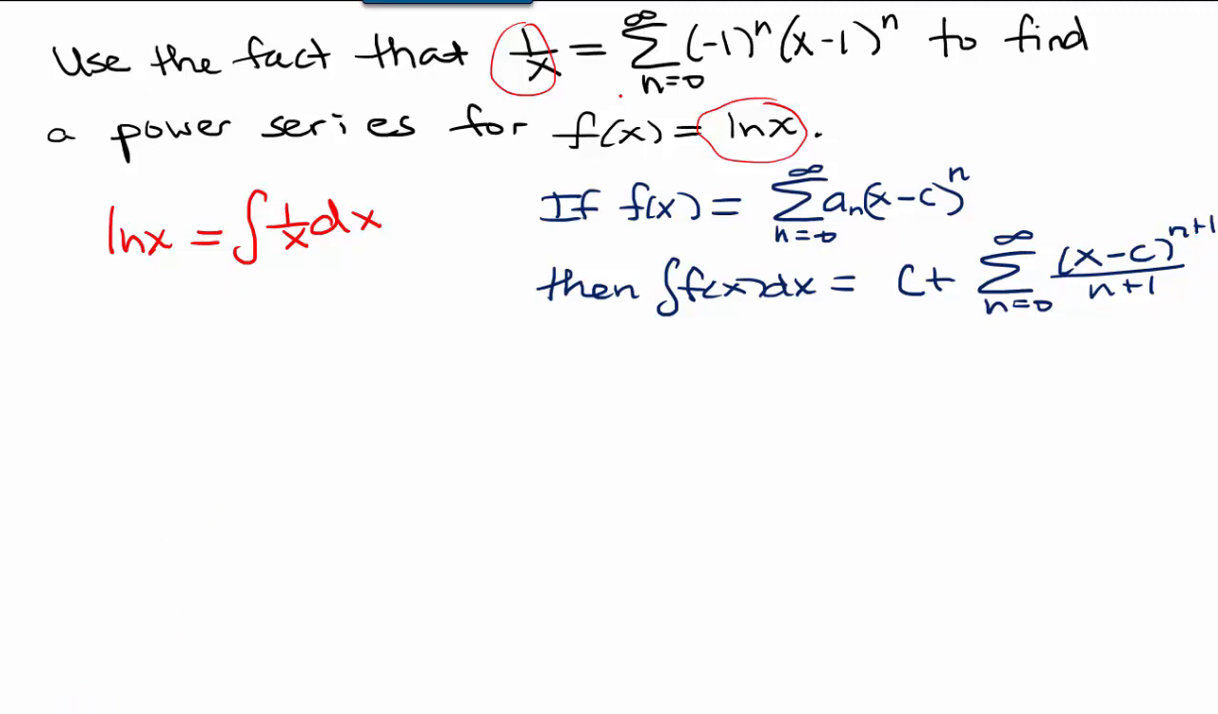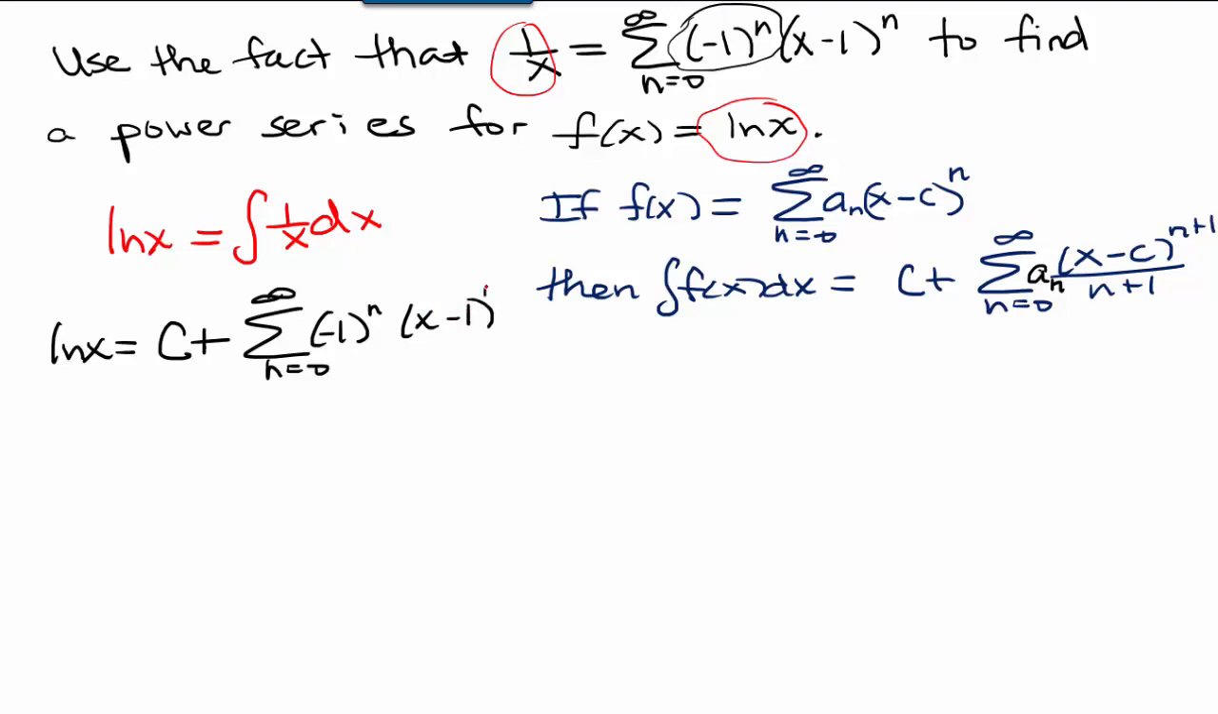So in our case, we're looking for the antiderivative of our 1 over x, which we know is the series negative 1 to the n, x minus 1 to the n. Oops, I forgot my a sub n here. So we're going to have the negative 1 to the n as our a sub n part, and then we're going to add 1 to the power of x minus 1 and divide by it. So that means that the natural log of x is equal to capital C plus the sum n equals 0 to infinity of the negative 1 to the n stays the same, and then we're going to have x minus 1 to the n plus 1 over n plus 1.